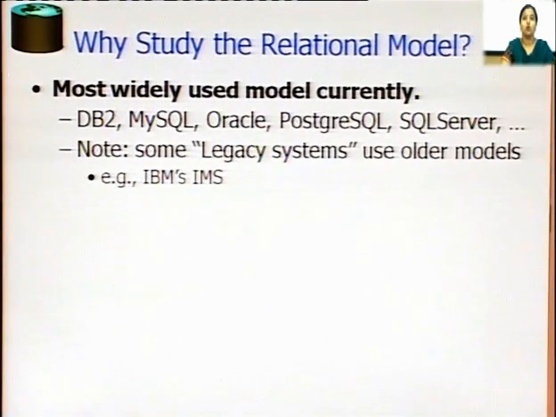Because this is the most widely used model currently. DB2, MySQL, Oracle, PostgreSQL, SQL Servers. These all replaced legacy systems that used older models like IBM's IMS, the information management system. IBM developed the IMS in the 1960s, and IBM used that legacy system. But nowadays we have Oracle, MySQL, DB2, so that we can easily put in queries and fetch the result from the database.